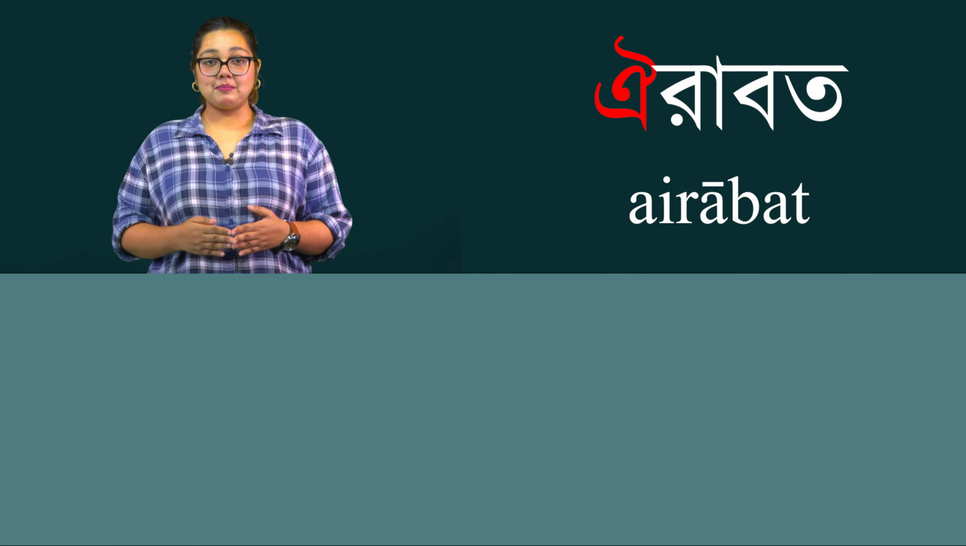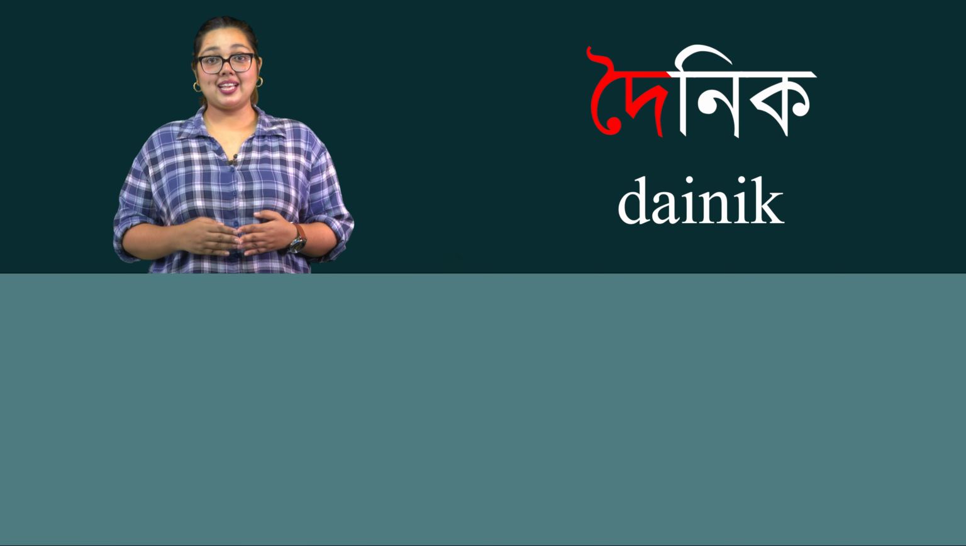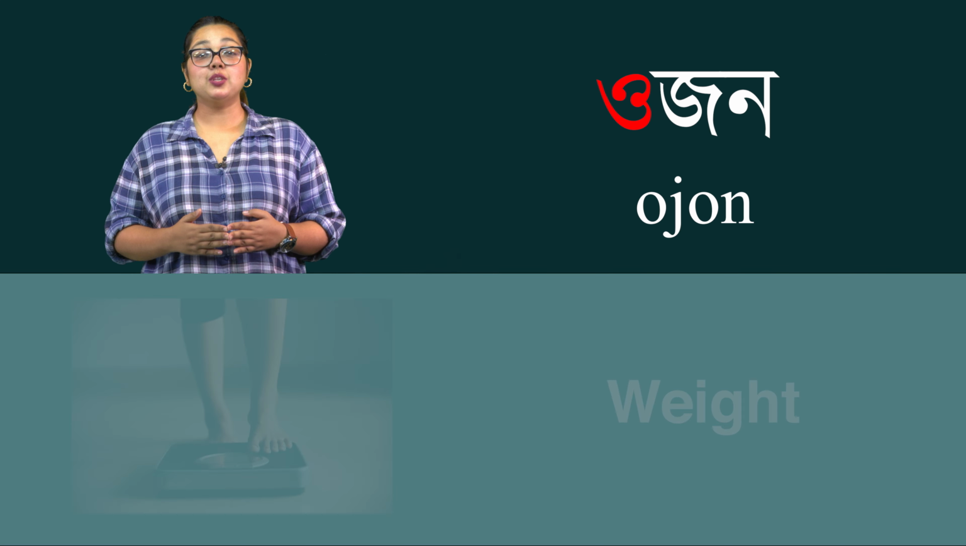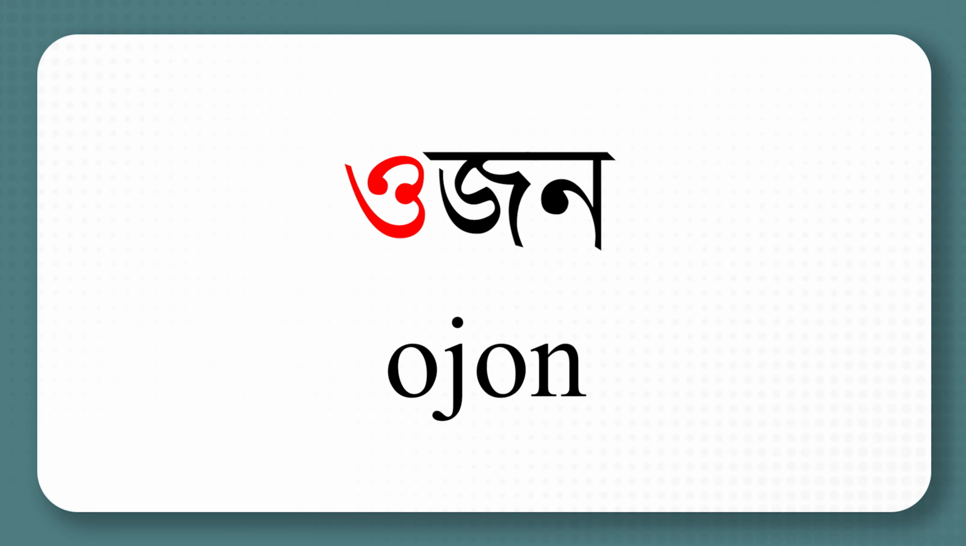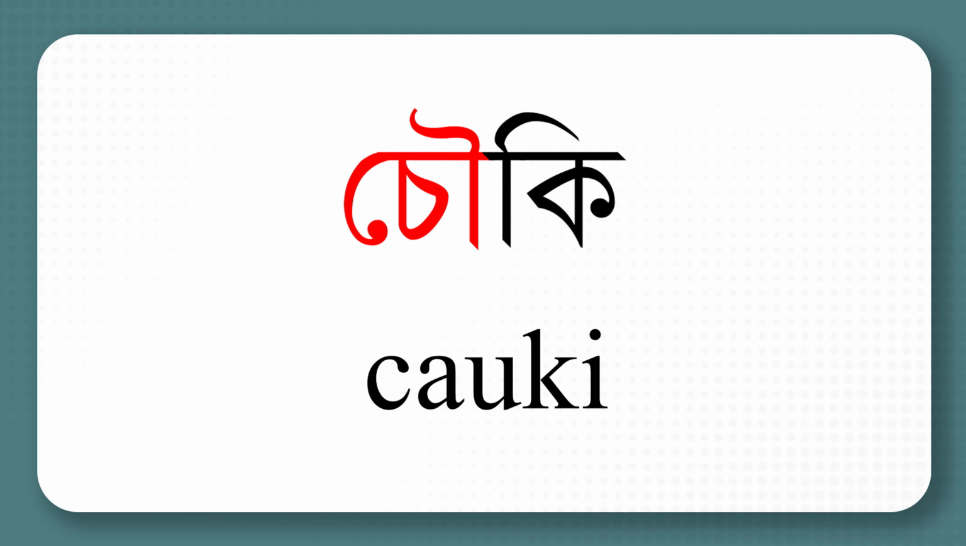Bangla word Oirabad means elephant in English. It is spelled as Oi, Royakar, Bo, To, Oirabad. Bangla word Doinik means daily in English. It is spelled as Doi Oikar, Noy Hoshoikar, Ko, Doinik. Bangla word Ojon means weight in English. It is spelled as O, Borgej J, Dontanno, Ojon. Bangla word Chouki means wooden bed in English. It is spelled as Choi Okar, Koi Roshoikar, Chouki.